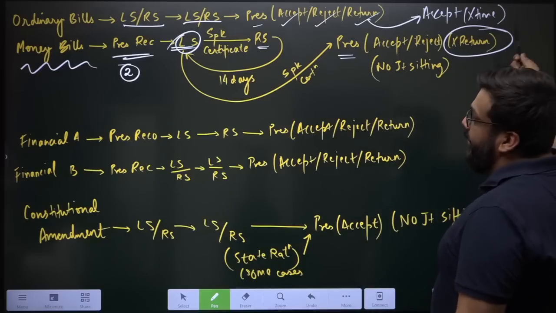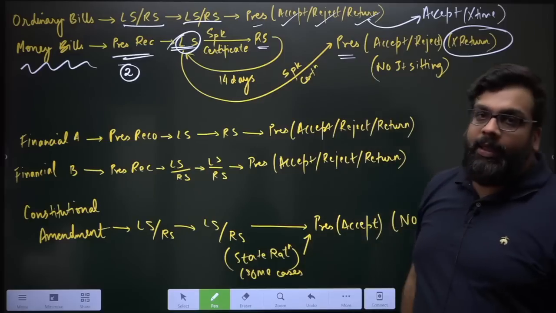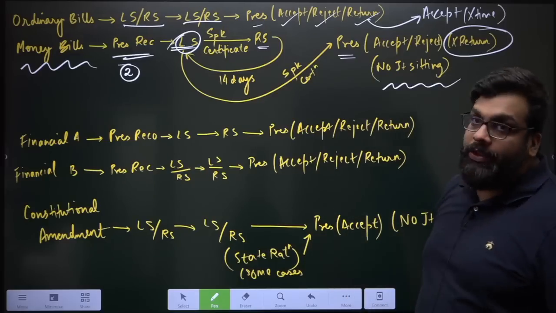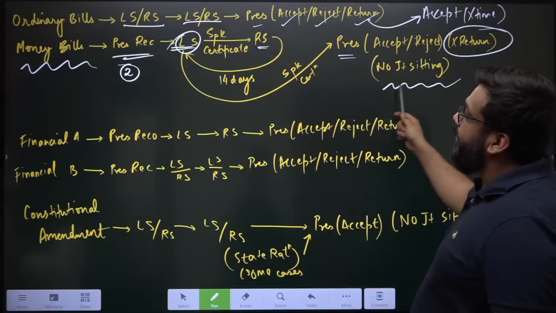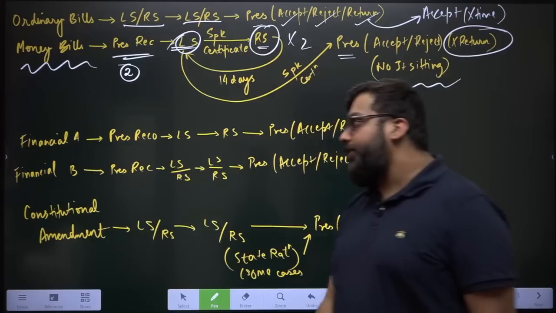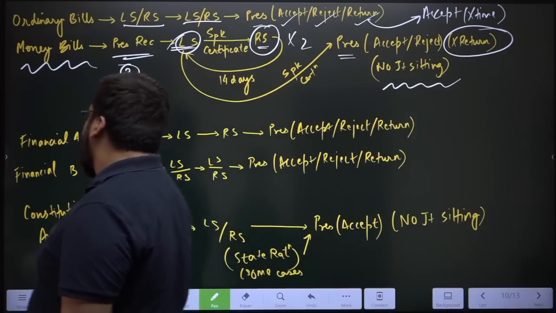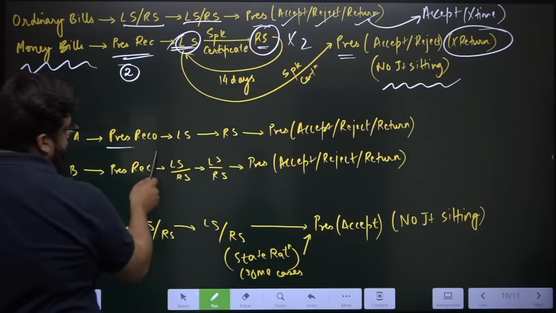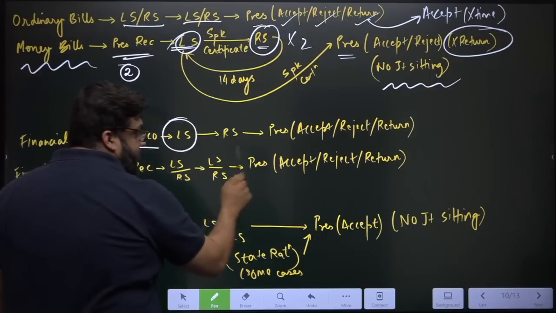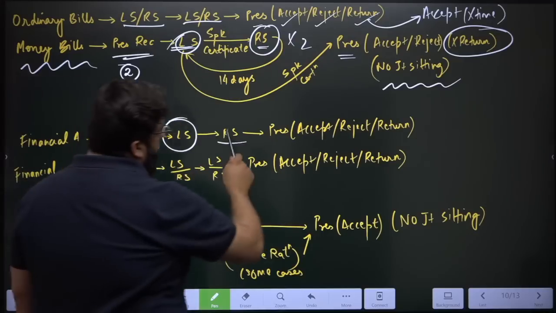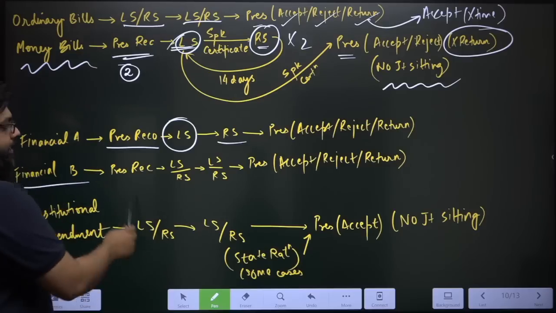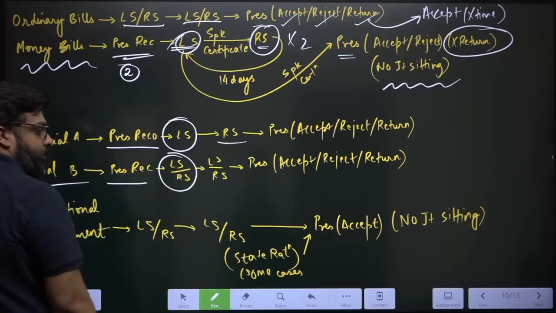That is why it is just redundant for the president to return the money bill for reconsideration, and there shall not be any joint sitting, because if there was a joint sitting, then the Rajya Sabha would have powers and it would violate rule number 2, center stronger than the states. As far as financial bill A is concerned, you require a presidential recommendation, can only be introduced in the Lok Sabha, but then also needs to be passed equally by the Rajya Sabha. The president has all choices available. Similarly with financial bill B, presidential recommendation to be introduced in either of the two houses.